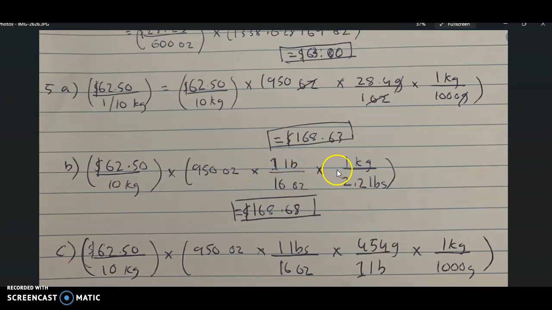The other method is converting it from ounces to lbs to kgs. So this would be 950, so 16 ounces is 1 lb, and 2.2 lbs is equal to 1 kg. So as we know, 1 kg is equal to 2.2 lbs. So what I simply did was 950 divided by 16 divided by 2.2, and we get 168.68 kgs. Price. That's our price.